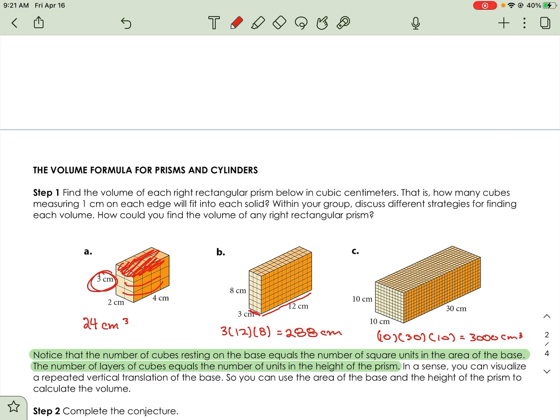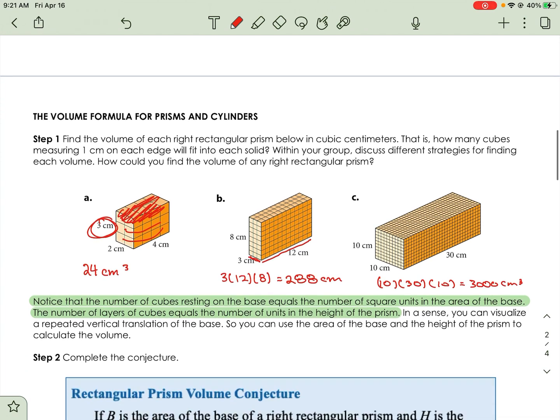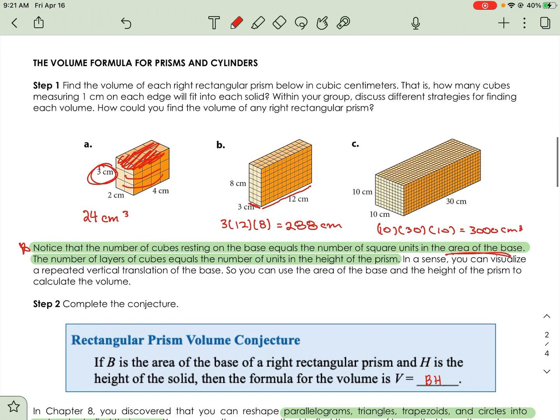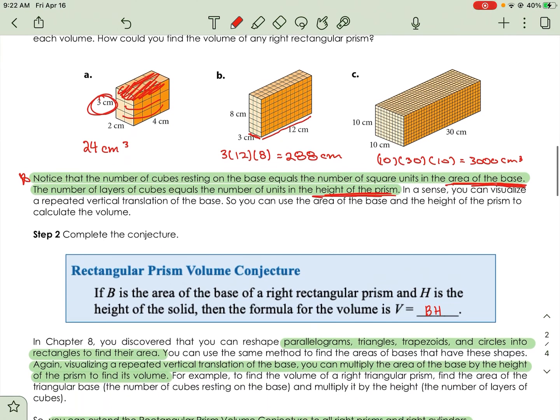And so what we're really doing is finding the area of the base and then multiplying it by the height, because that is how many times that base is, in a way, if you visualize that, translated up to create the other layers. So what I want you to notice is that the number of cubes resting on the base equals the number of square units in the area of the base. And then the number of layers of cubes equals the number of units in the height. So what we did is we multiplied the area of the base times the height of the prism to quickly find the volume.